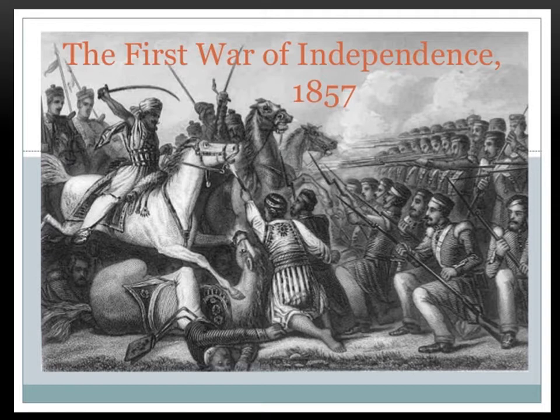In 1857, the British faced a serious challenge to their control of India. In that year, there were a series of uprisings which were known by British historians as the Indian Mutiny and by Indian historians as the War of Independence. These differing names for the same event show how history can be a matter of interpretation.